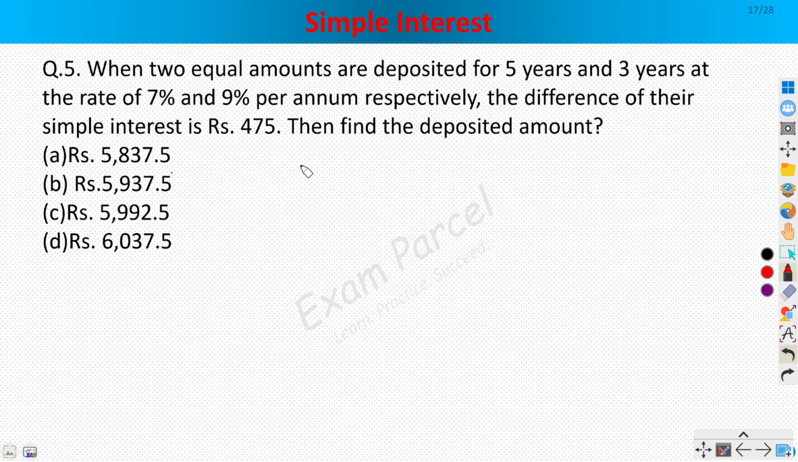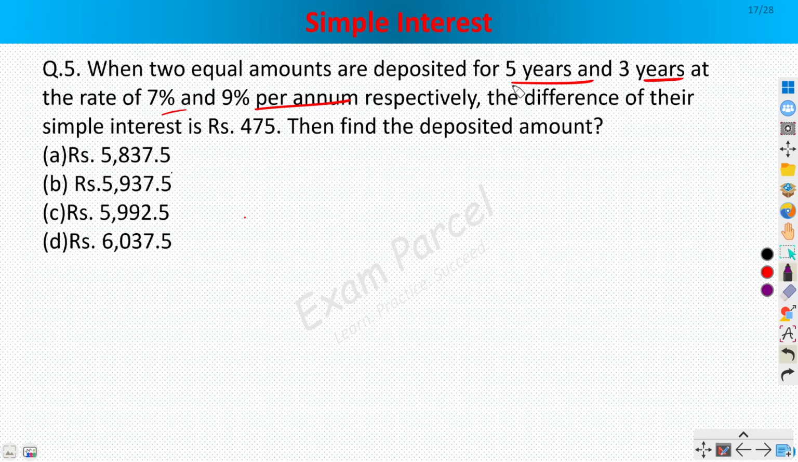Question number 5. When two equal amounts are deposited for 5 years and 3 years at rate of 7% and 9% per annum, the difference of their simple interest is 475. Then find the deposited amount. Okay. Now see, in such questions, that's why I told you, you should not use this formula. In such questions, you will always find very lengthy approach, right? But with that technique, we can always find such questions very fast. And we'll see how fast this is.